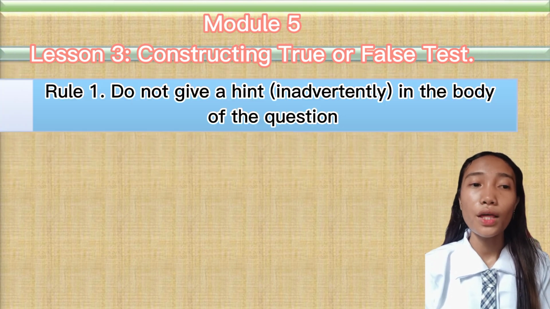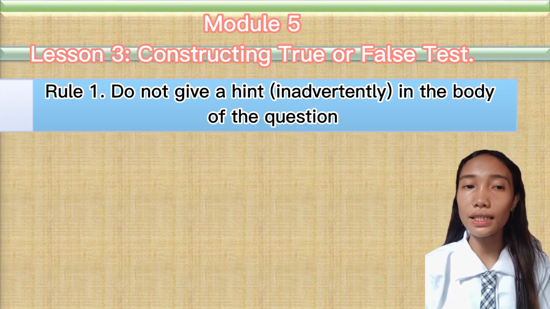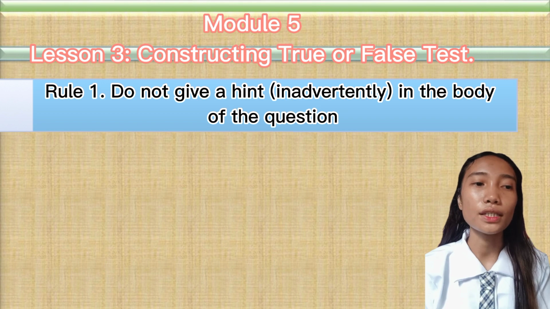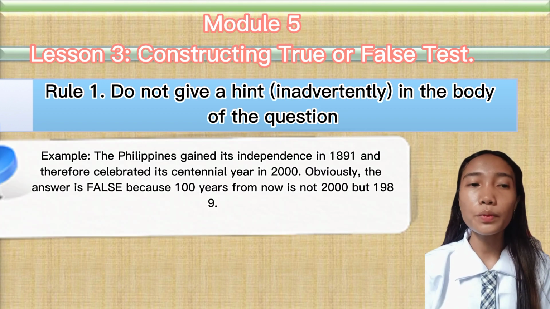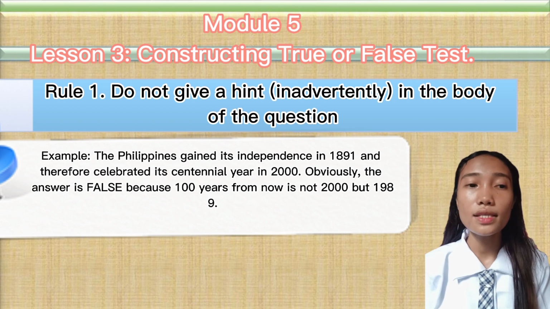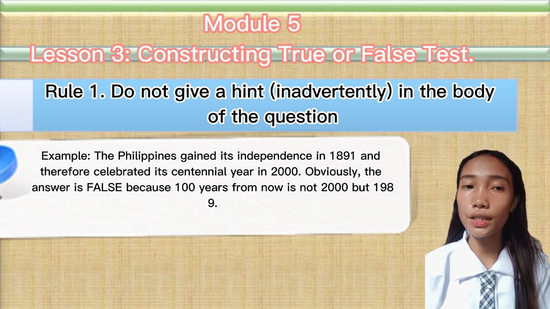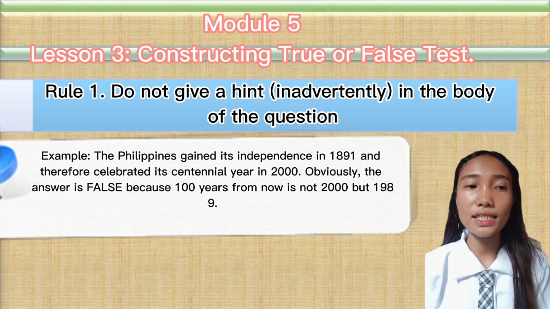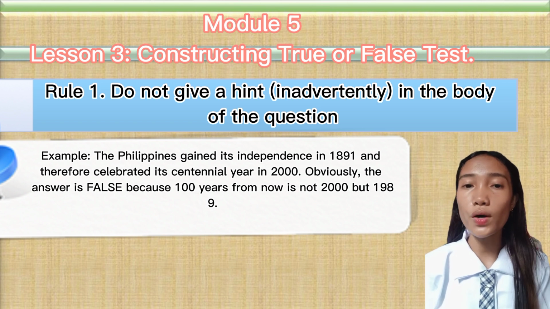Rule number 1. Do not give hints inadvertently in the body of the question. Example: the Philippines gained its independence in 1891 and therefore celebrated its centennial year in 2000. Obviously, the answer is false because 100 years from then is not 2000 but 1989.